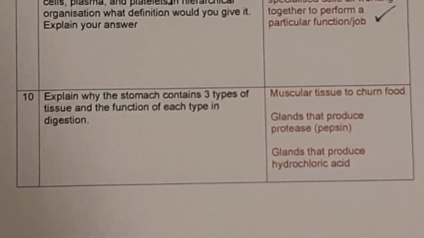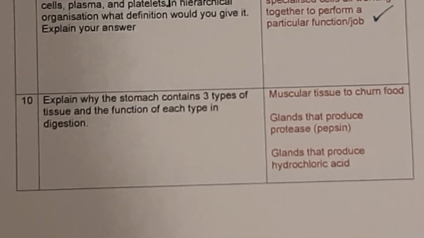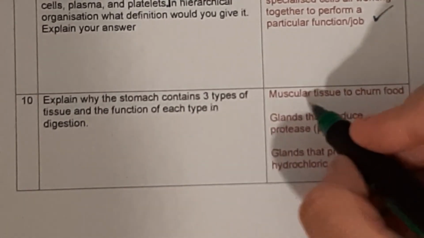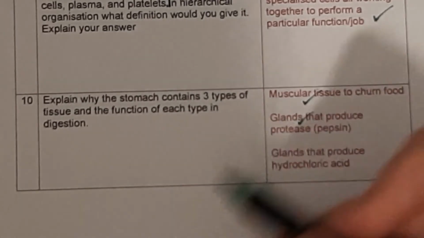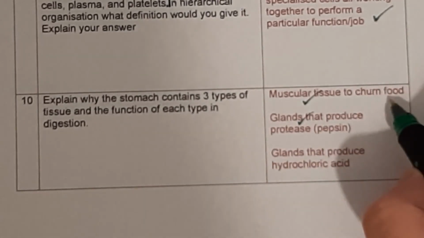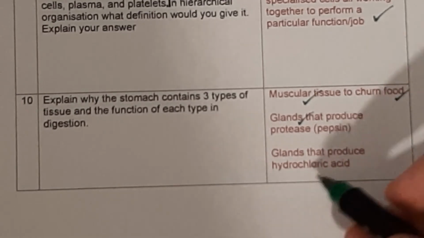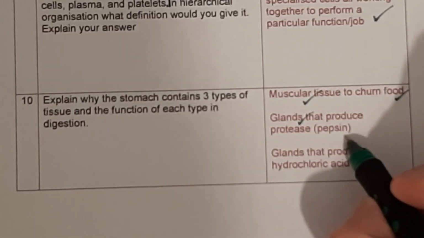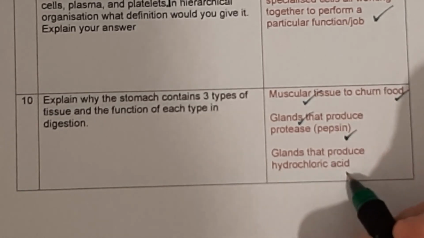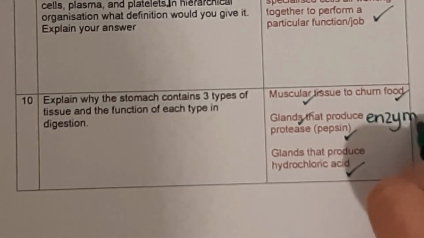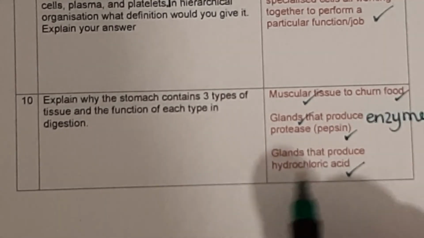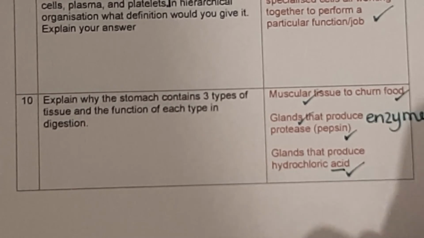Question 10. Explain why the stomach contains 3 types of tissue and the function of each type in digestion. So each type is the muscular tissue is the first one. The glands is the second one. There's 2 types of glands. And the reasons for these is the muscular tissue churns the food. Okay. And there's a gland to produce pepsin. Okay. And there's a gland to produce hydrochloric acid. So the glands to produce enzymes. If you haven't said pepsin, enzymes is fine. And the glands that produce, even if you've just said acid, that's fine.